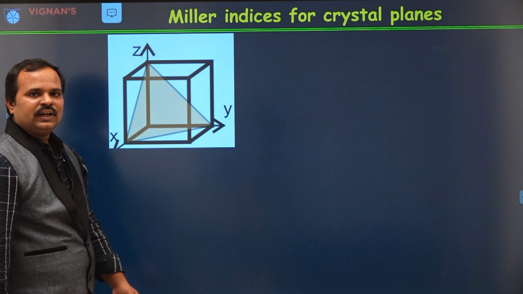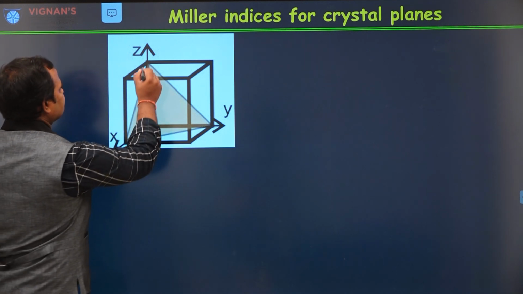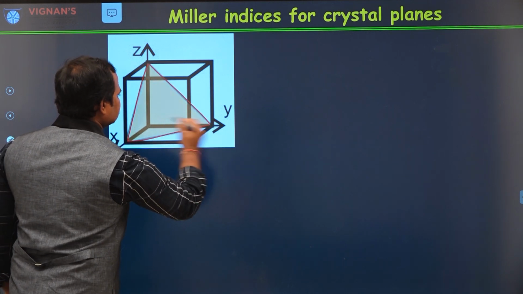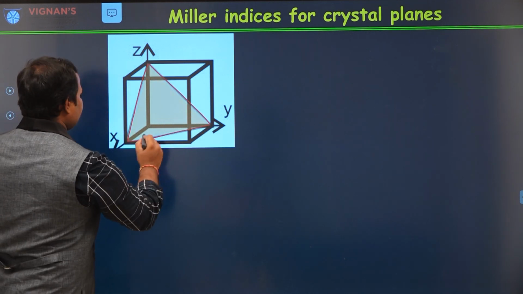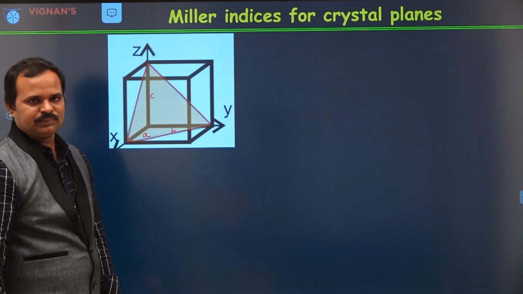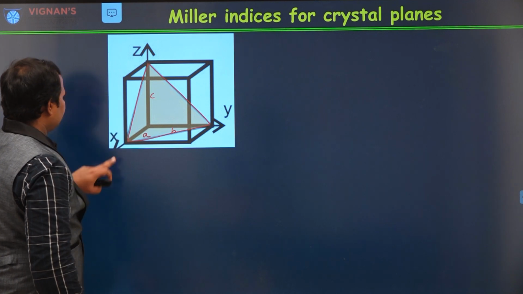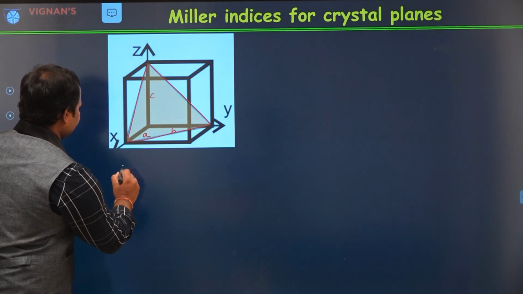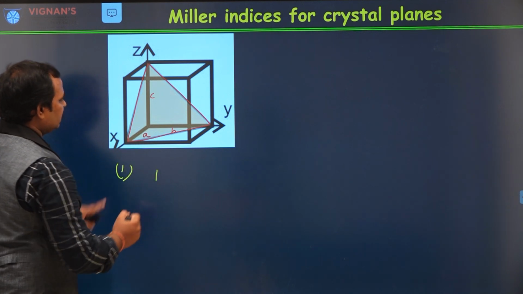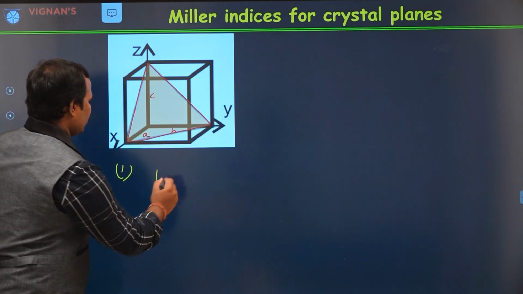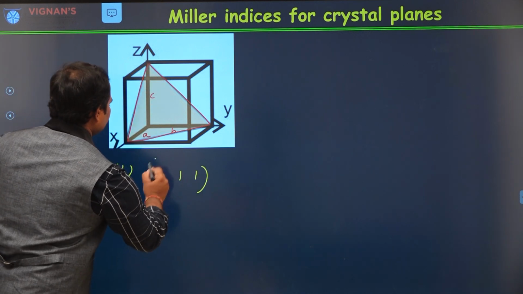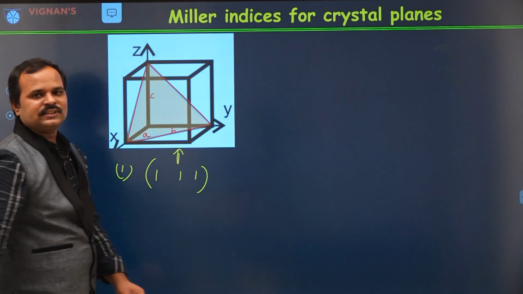Let's see some more examples. This is the plane of interest for which we are finding the Miller indices, with lattice parameters a, b, c along the x, y, z axis respectively. Now find out the intercepts. The intercept along the x-axis is at a, so we can write 1, and the intercept along the y-axis is 1, and the intercept along the z-axis is 1. So this is the Miller indices of this particular plane.